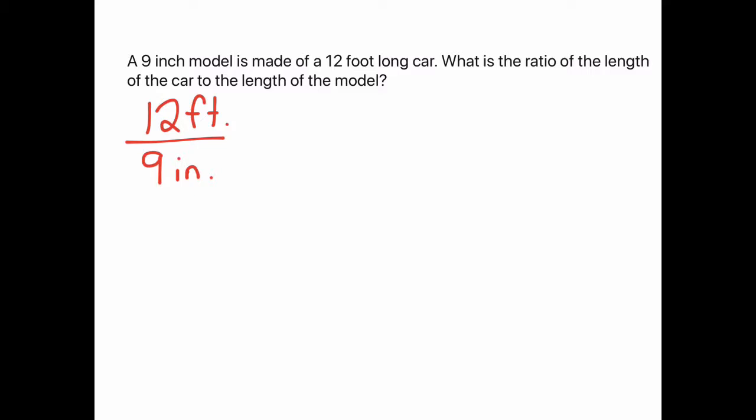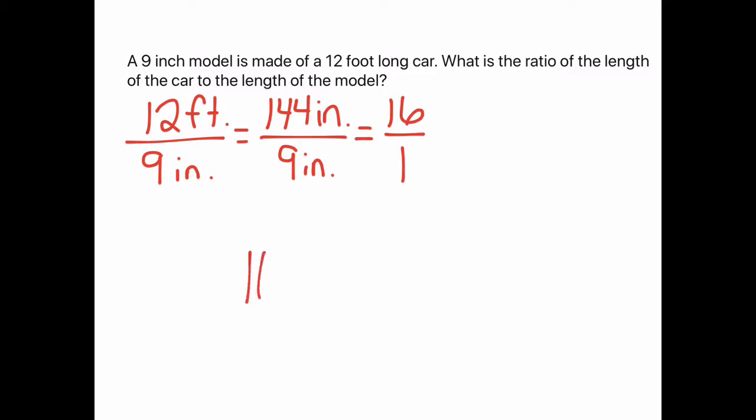I'm going to go ahead and change the 12 feet into inches by multiplying it by 12. And we get 144 inches for the car over 9 inches for the model. Then we just have to reduce this fraction, which reduces to 16 over 1. So the ratio is 16 inches for the car to 1 inch for the model.